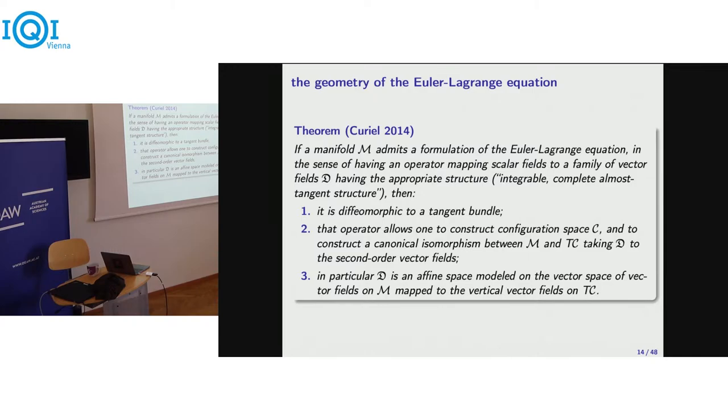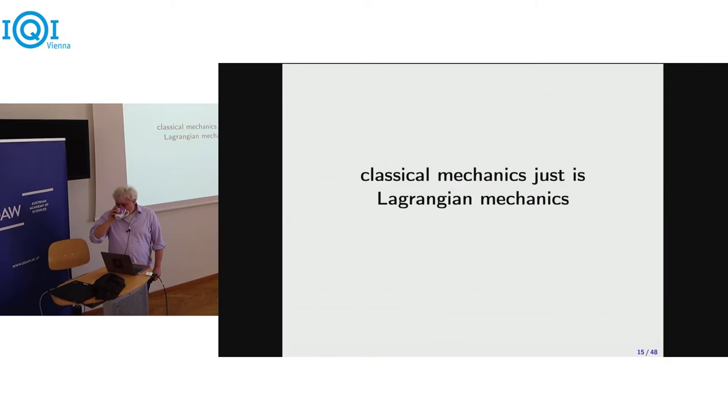So it turns out that if such an operator exists, then you can show this manifold is diffeomorphic to a tangent bundle. The operator allows one to construct configuration space and to construct a canonical isomorphism between the original manifold and the tangent bundle of configuration space that takes the family D, the targets of the Euler-Lagrange operator, and in particular, D, the family of dynamical vector fields, turns out to be an affine space modeled on the vector space of vector fields on the original manifold that map to the vertical vector fields on the tangent bundle of configuration space. So it really is the case that classical mechanics just is Lagrangian mechanics.